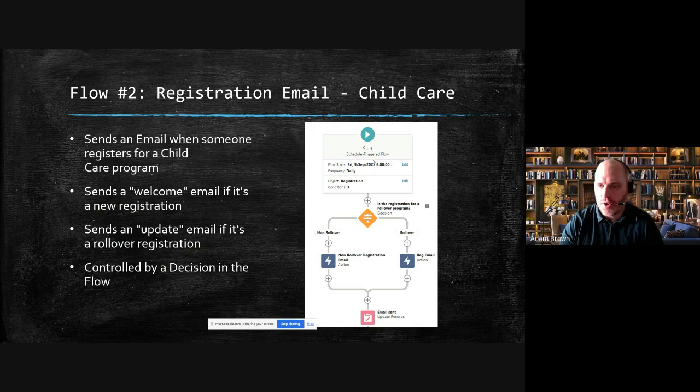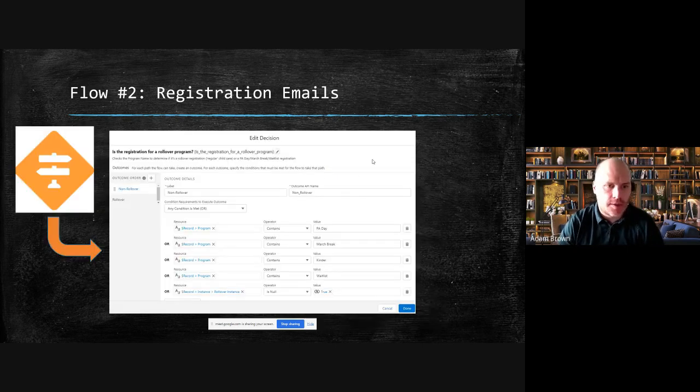I wanted to show you inside the decision how we're telling Salesforce what it means if it's a rollover registration or not. Inside that decision element, we've maybe specified too many things, but if it's a non-rollover registration, so a new registration, we've said that the program could contain PA Day, could contain March break, could contain Kinder, which is a summer licensed childcare program that we offer, or it could contain wait lists. We have people register to wait lists.